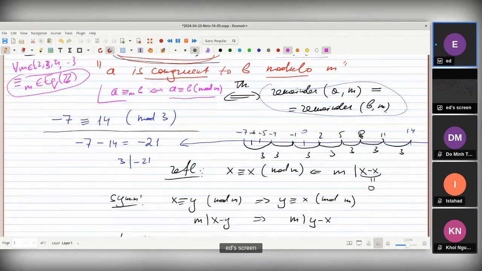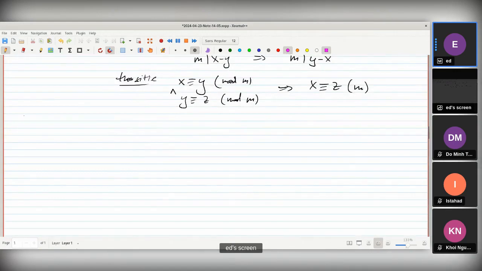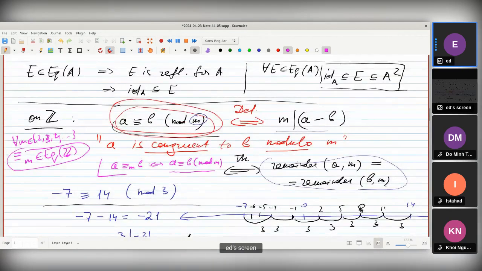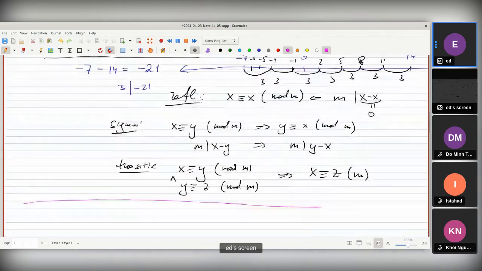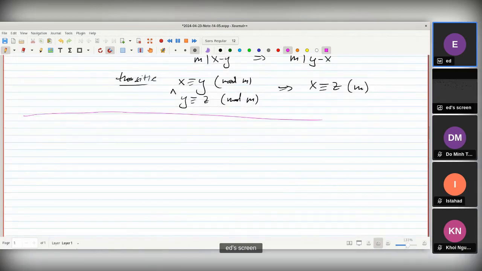And this is a natural example of an equivalence relation. But look, we know from a theorem of number theory, from a discrete math course, that A is congruent to B modulo M if and only if the remainders modulo M are equal.